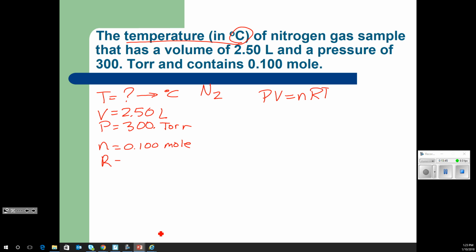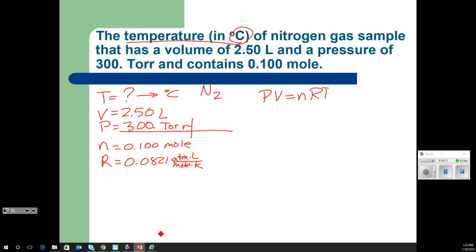Okay, so we need R, 0.0821 atmospheres times liters divided by mole times Kelvin. All right, checking the units. Liters, yes. Torr, no. I've got atmosphere. So I need to change torr. How do I change torr? You guys remember how many torr in an atmosphere?